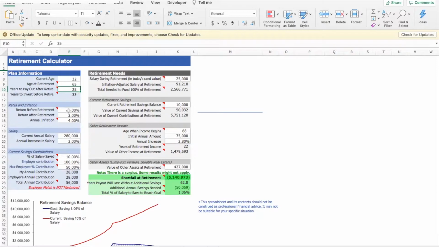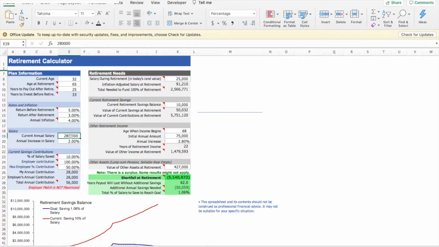And these are the rates of return that we're putting in right now. So return before retirement, this is a very conservative return. Obviously, if you invest in something far greater, you'll put that figure there. This is your return after retirement. This is always less than the return before retirement because after retirement, you are in fairly conservative sort of investments. And this is our annual inflation.